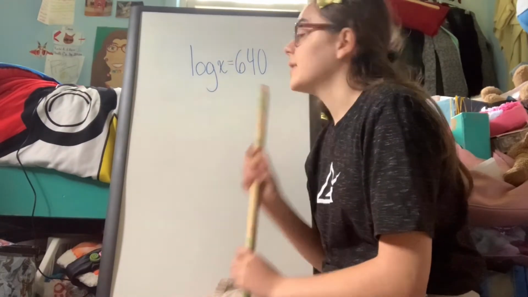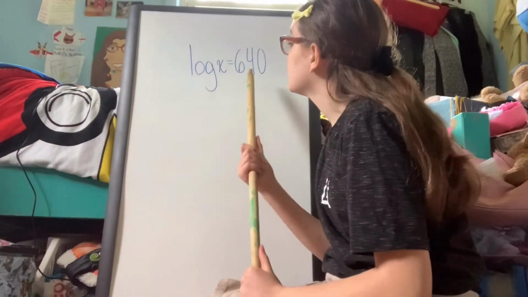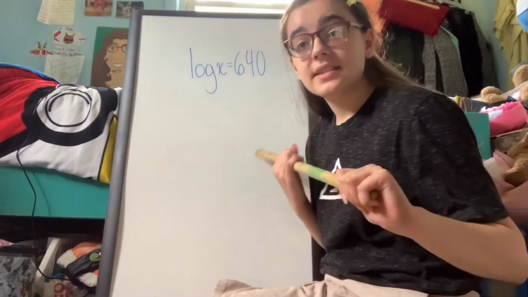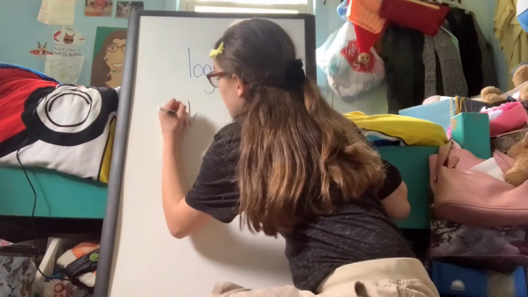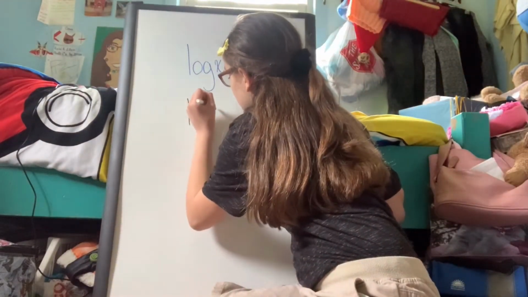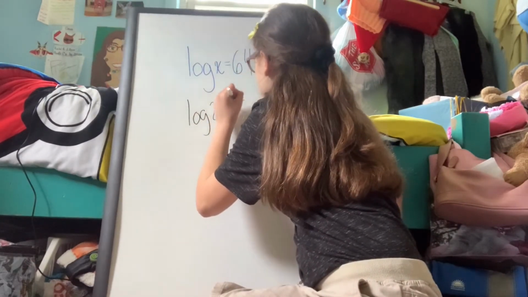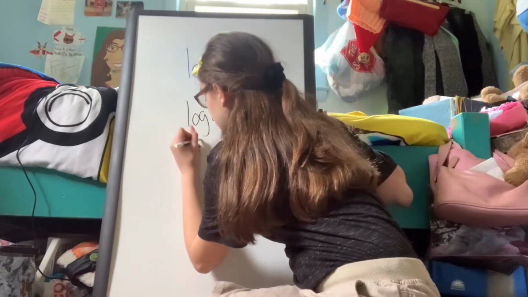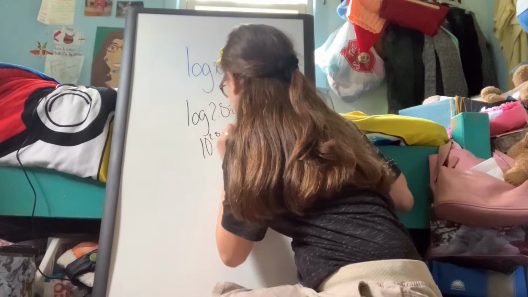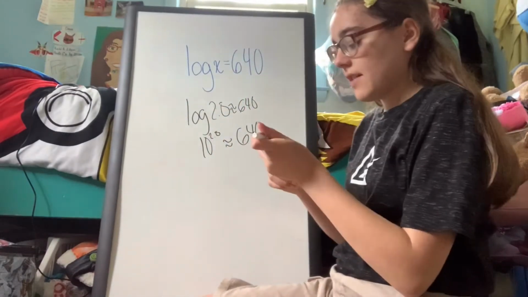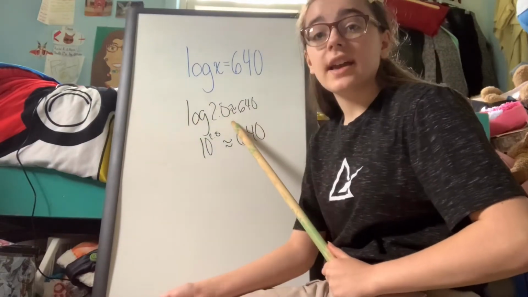For example, the logarithm of x equals 640. If we take base 10, then the logarithm is around 2.8, because 10 to the 2.8 is about 640. Of course, the exact answer goes on forever, but this is a good estimate.